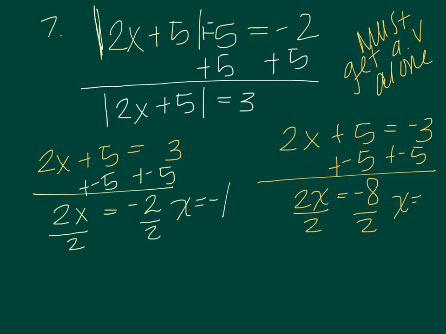Divide by 2, and x equals negative 4. On my graph, I'm going to put 0, negative 1, and negative 4. And at each one of those locations, I'm going to make a dot. I want you to try number 8 in your small group.